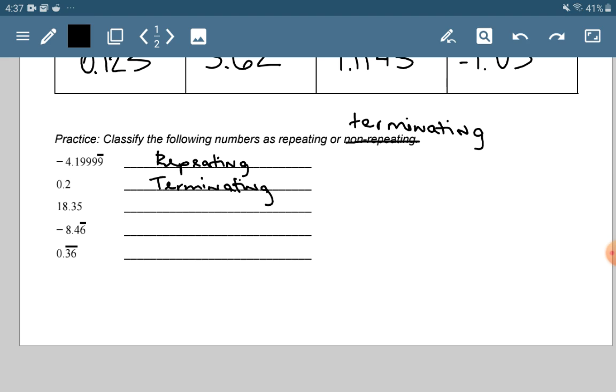18.35, again, it stops. There's no continuation, there's no pattern. It is terminating as well.